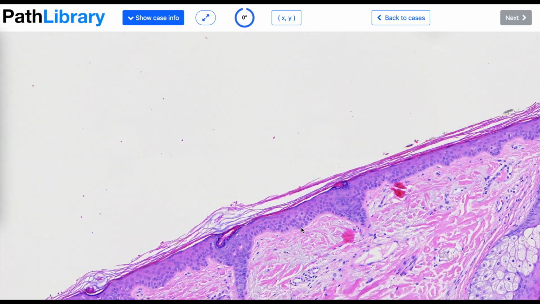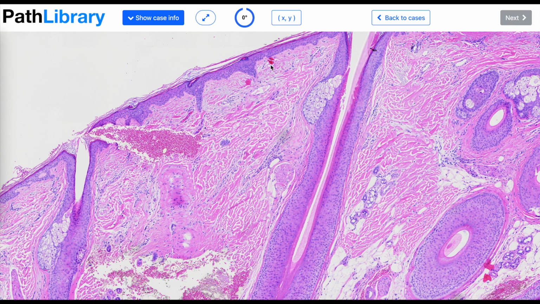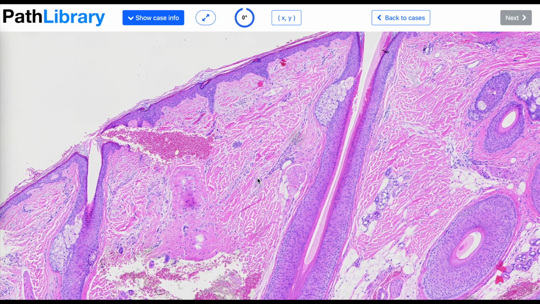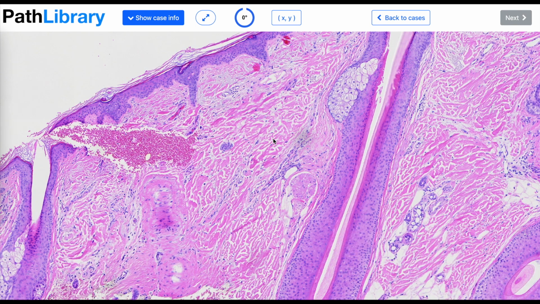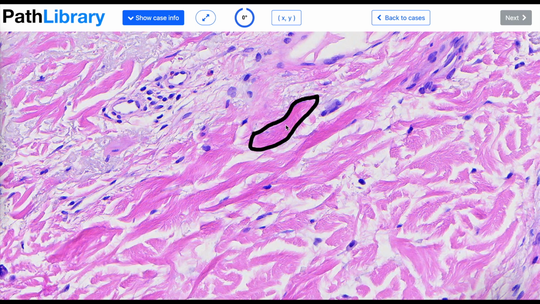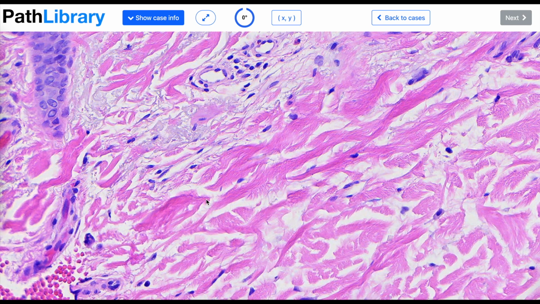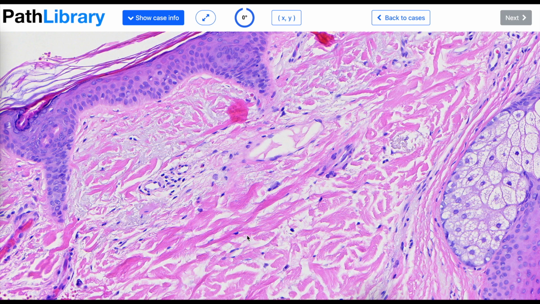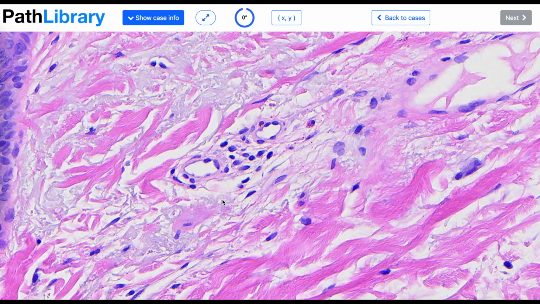So now let's talk about the next layer of the skin, the dermis. The dermis is everything from the epidermis all the way down to the subcutaneous adipose tissue, this clear stuff down here. The dermis is predominantly composed of collagen. It's this brightly eosinophilic, curvilinear material, and it's separated by these clear spaces. These collagen bundles make up the vast majority of the dermis, although we can also see some other structures in the dermis.